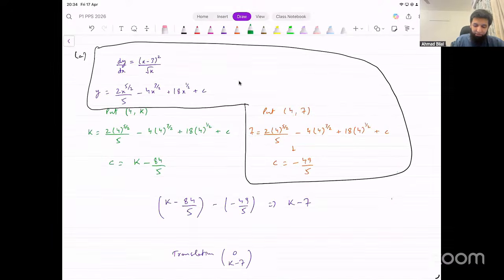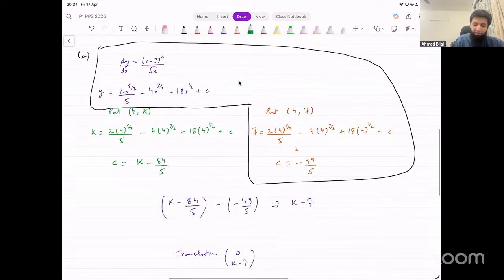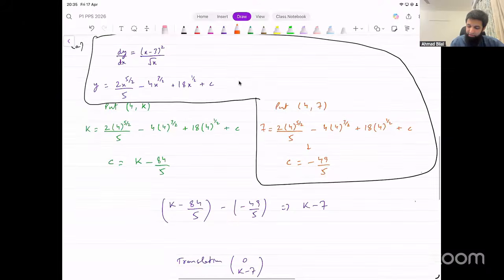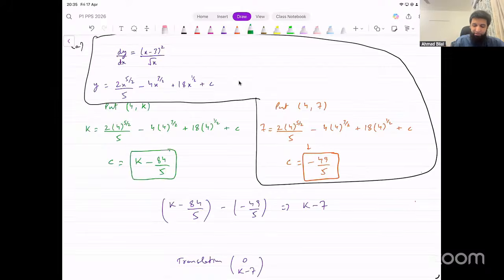In the second part, they gave us another point 4, k. If the curve passes through this point, let's find the equation of the curve in this form as well. The equation of the curve ends up having this c value in the second case. In the first case, the constant was negative 49 over 5 for the original curve. In this transformed curve, the constant is k minus 84 over 5.